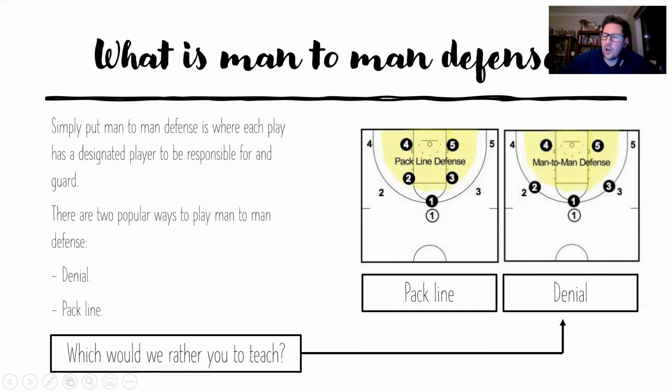So the denial way is probably a better way to play, a more exciting way to play, and it tires your players out. And longevity-wise, it's probably setting up the players and the athletes to play at a high level for longer.